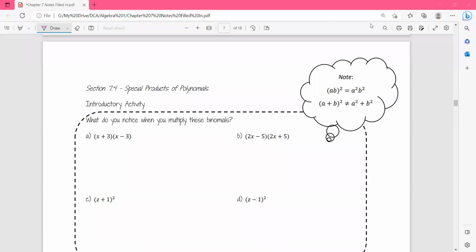Hey everyone, so this is the next section that we are going to talk about. In Chapter 7, Section 7.4 is special products of polynomials. Products we know is another word for multiplying. So special things that happen. We're going to notice there's some patterns here. When we multiply polynomials, there are special rules that we're going to see come up.